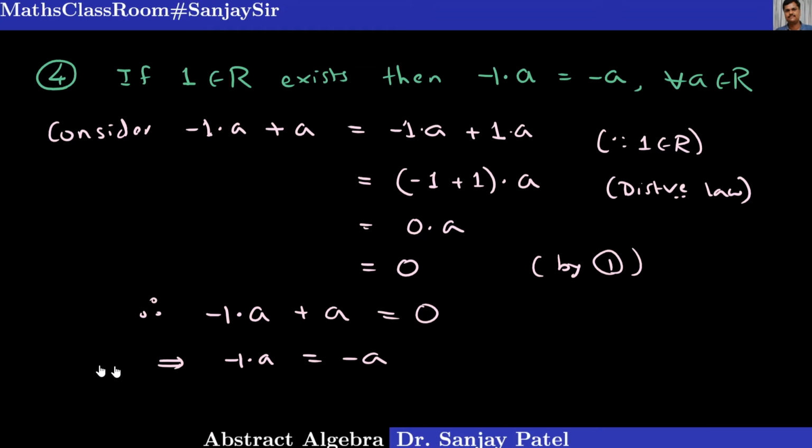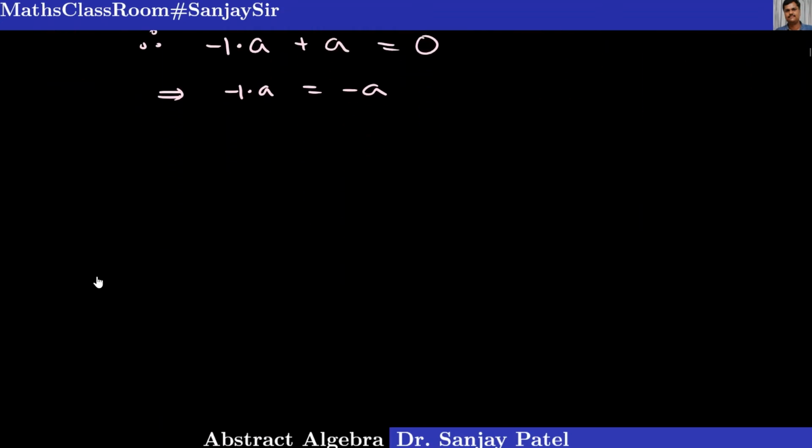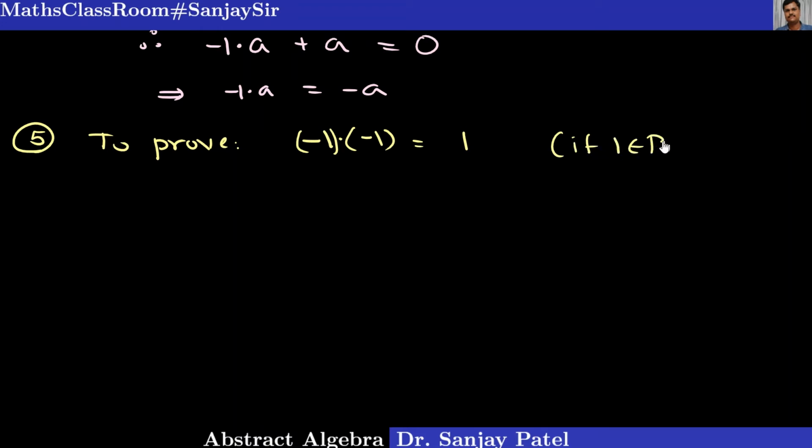The last result is about the element minus 1, 1. Let me call it number 5. What is to be proved here is minus 1 into minus 1 is equal to plus 1, where 1 is the unity element of R. So if 1 belonging to R exists, we can write down this result. For proving this, we'll be using the previous result.